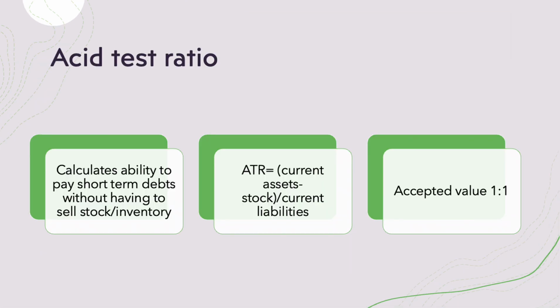The acid test ratio, however, is the same thing, just without having to sell inventory. So it's essentially telling you how liquid you really are, because inventory, yes, it's considered a current asset, but it's not really that liquid. And you get this ratio by doing the current assets minus the stock divided by current liabilities. And the accepted value is 1 to 1 for this, because essentially, all the rest will be cash.